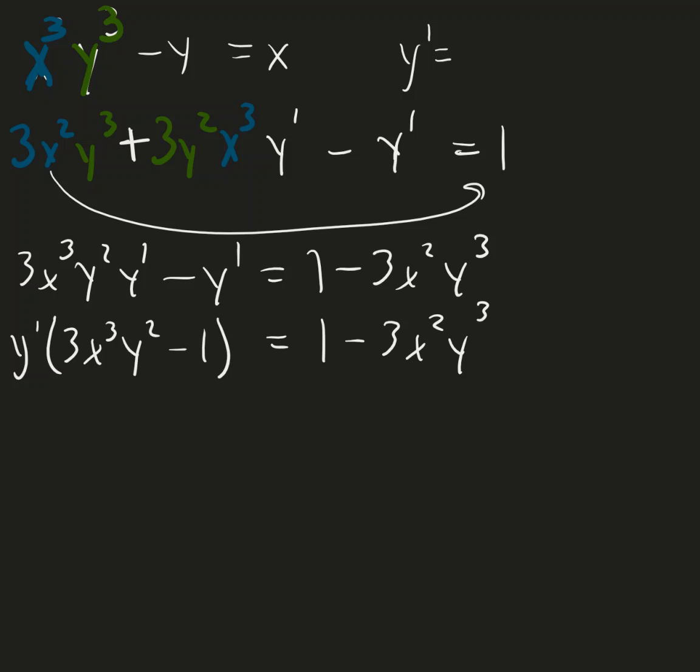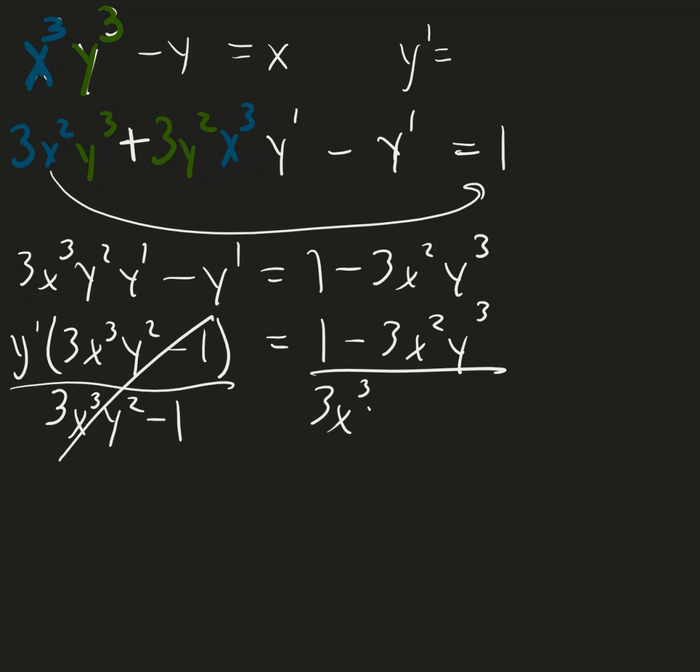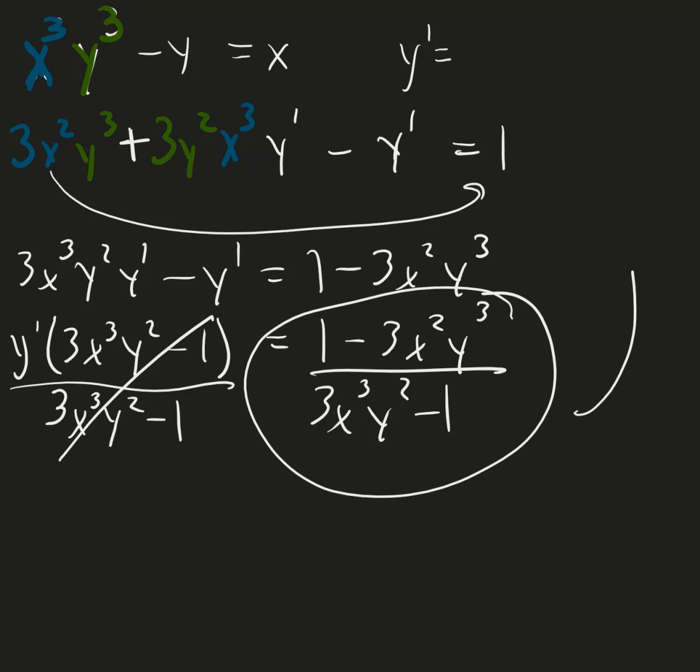And then the purpose of that is I've got what I want times all of this stuff, so I can make it go away on the left side if I'm willing to divide it also from the right side. So in the end, our derivative of y with respect to x using implicit differentiation was 1 minus 3x squared y cubed all over 3x cubed y squared minus 1.